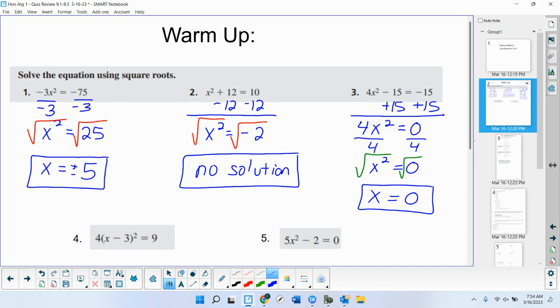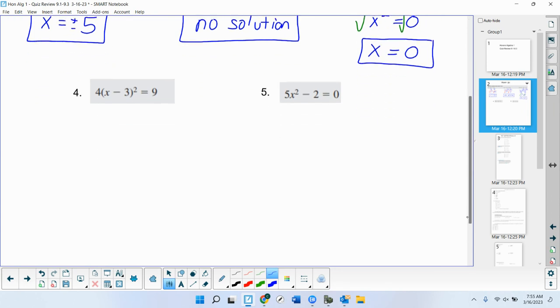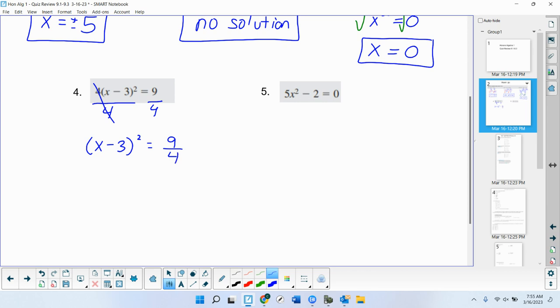All right, number 4. Number 4 was probably pretty difficult. Jacob, what did you do first to isolate the square? I divided both sides by 4. Now when you do, those cancel, and you get x minus 3 squared. Now guys, don't put this in your calculator, because 9 and 4, are they special numbers? They're both perfect squares. So I'm just going to write 9/4. Now, what do you do?